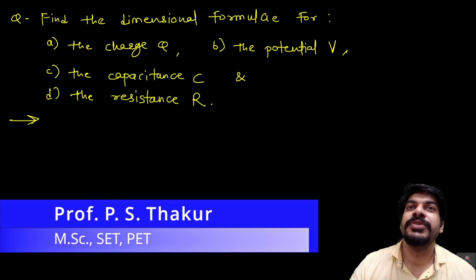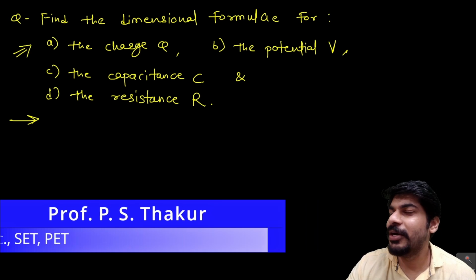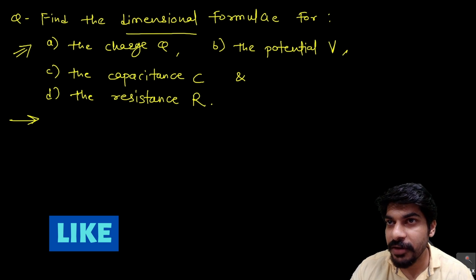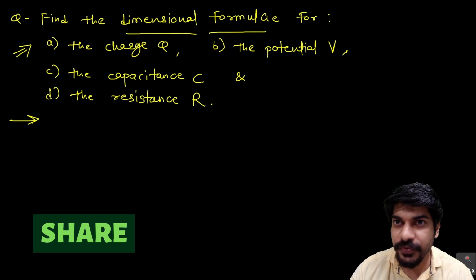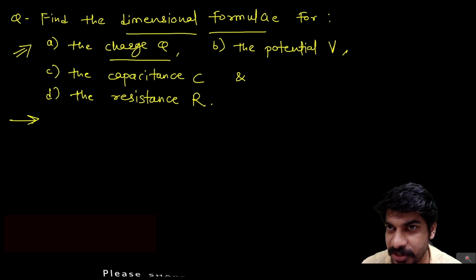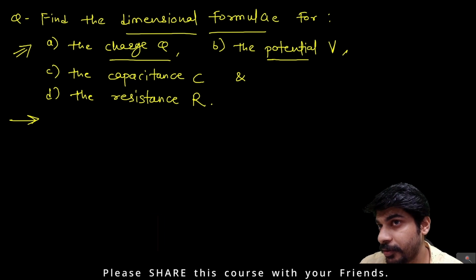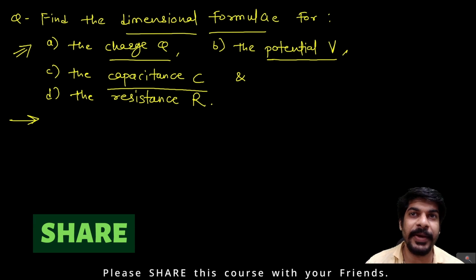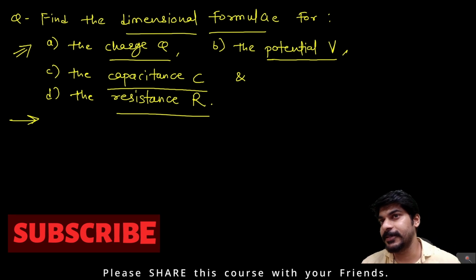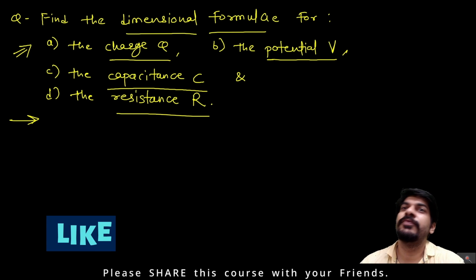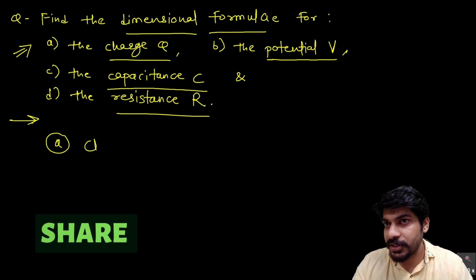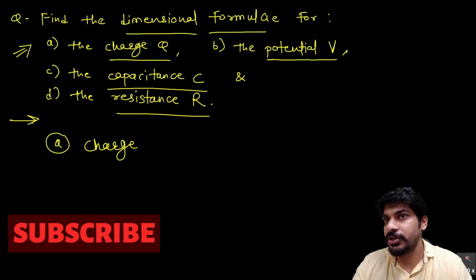So in this lecture we are going to solve a very simple problem, as you can see on the screen. In this problem we are going to find the dimensional formula for four physical quantities. One of them is the charge, then the potential V, then the capacitance, and then the resistance. Okay, so let's go one by one. First of all, we will start with the charge. Let's write down here the electric charge Q.